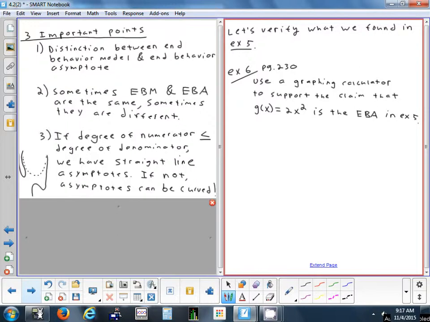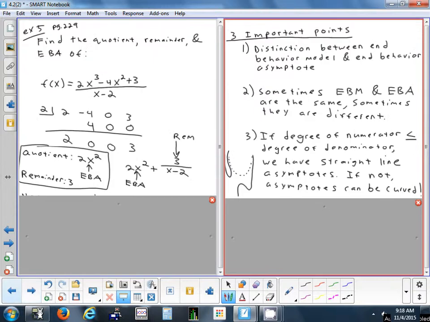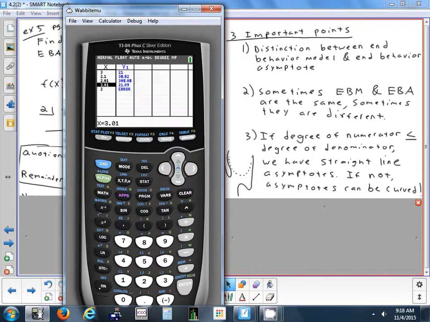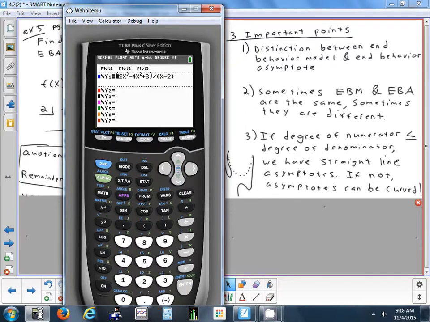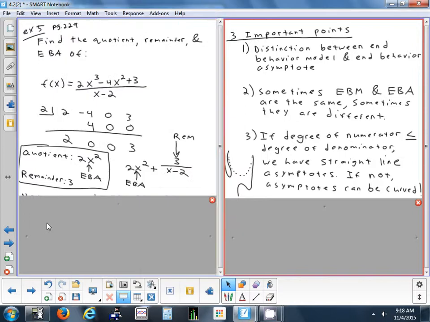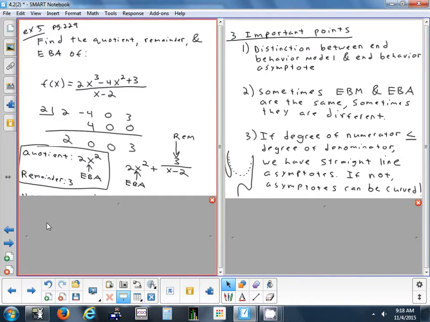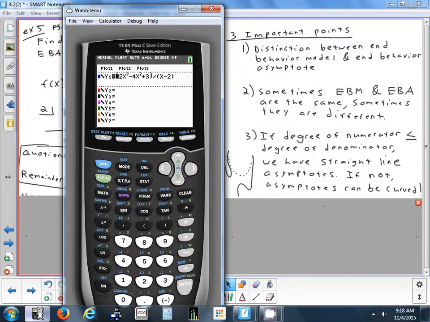Right? So what I'm going to do is graph the original problem we had, and graph our end behavior asymptote, and show you that 2x squared is the correct end behavior asymptote. All right, so let's graph 2x cubed minus 4x squared plus 3, divided by x minus 2. Okay, so I already have it typed in.